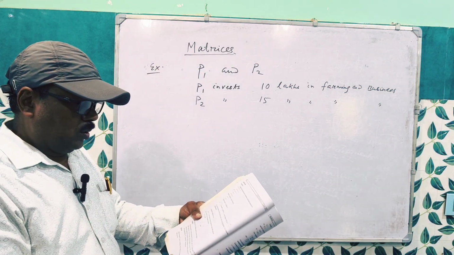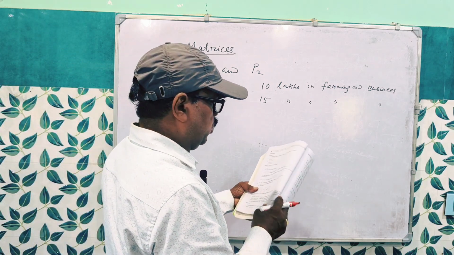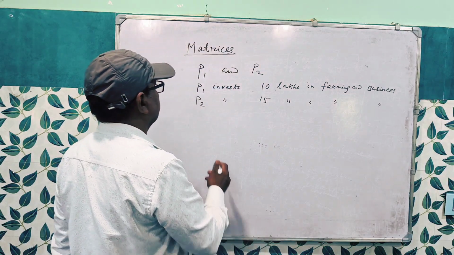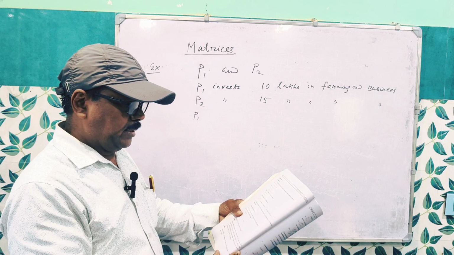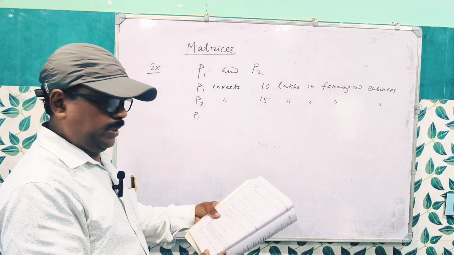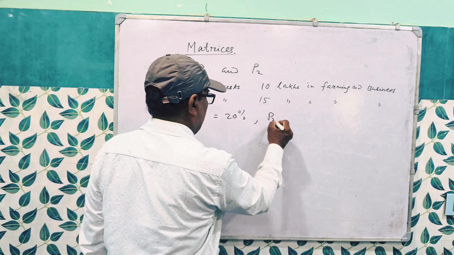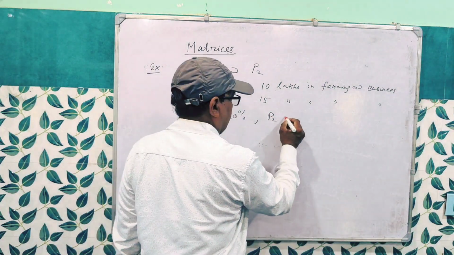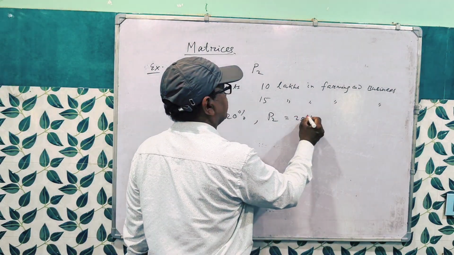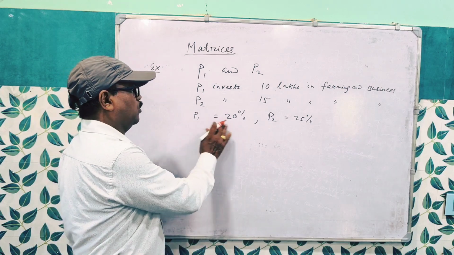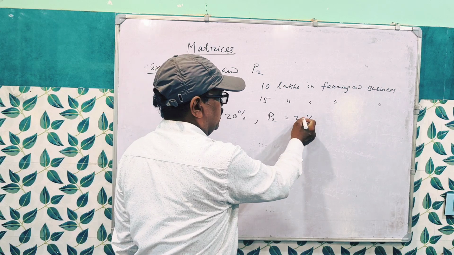And in the two sectors, they yield profit annually at the rate of 20% and 25% respectively. P1 gets 20% and P2 has got 25% annually.